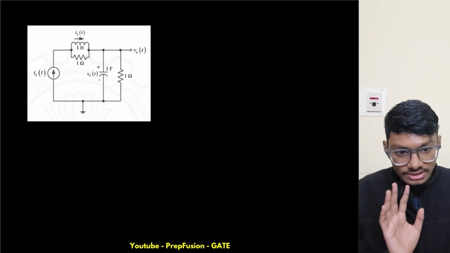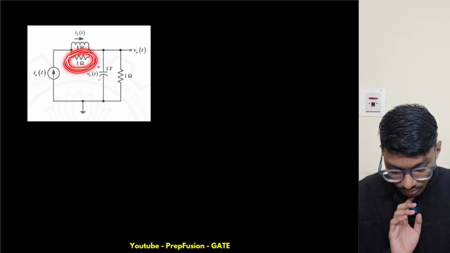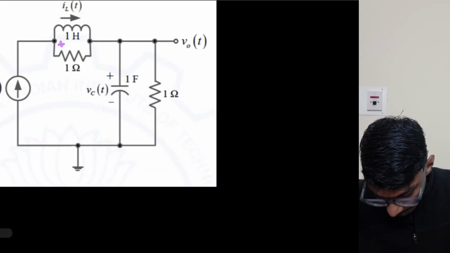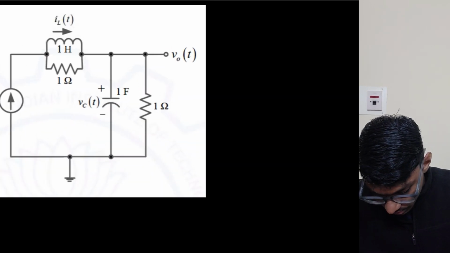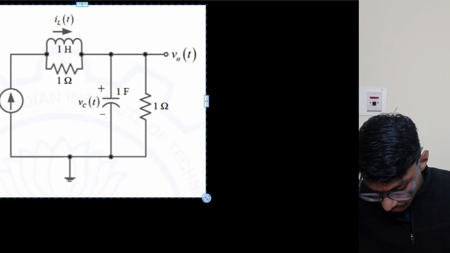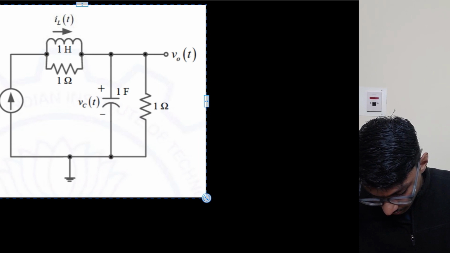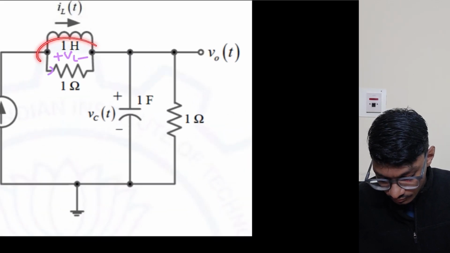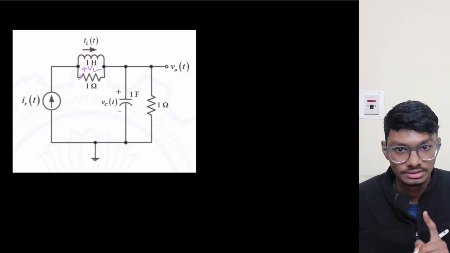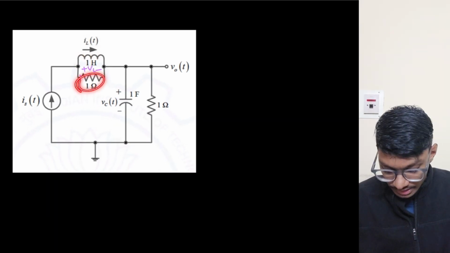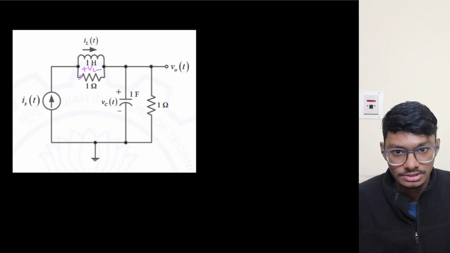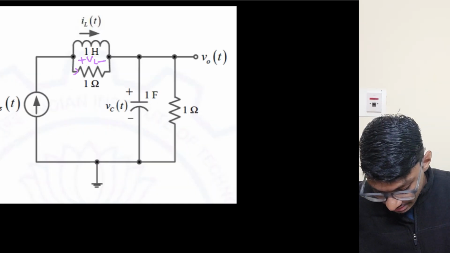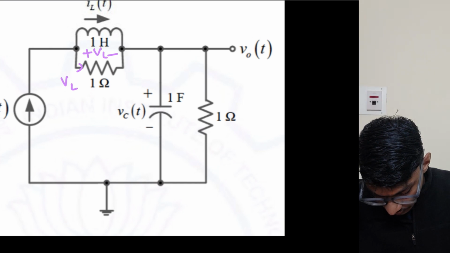Let's say this is my VL voltage across this inductor. Now what can I say about the current through this? This VL is across this inductor and this resistor also. What is the current? Current is basically voltage by resistance, so it is VL by 1, which is VL amps. Don't get confused by voltage, this is VL itself. Current is VL.